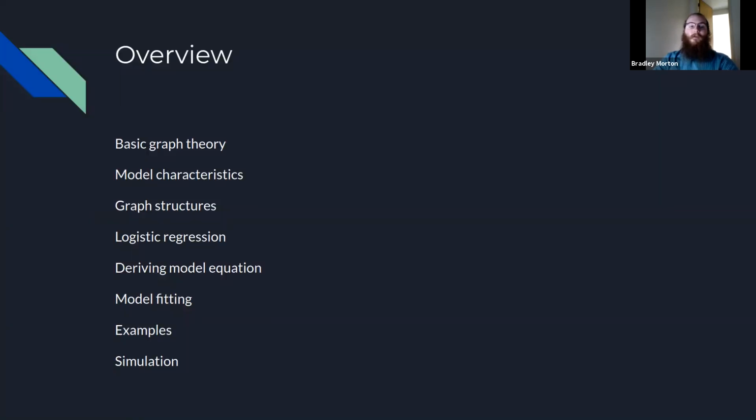Once we have defined the model characteristics, graph structures, and logistic regression, we can actually go through a process where we derive the original model equation. Then I will be discussing the way models are fit briefly, then provide a few worked examples, and then the results of a simulation.